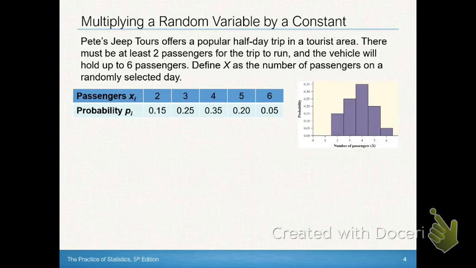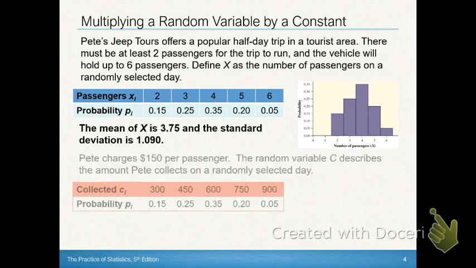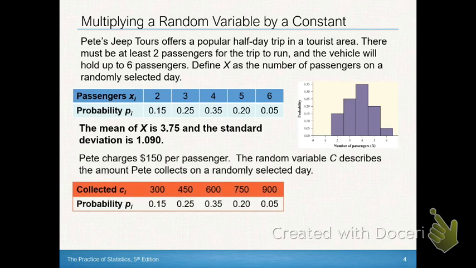So now let's look at an example with, rather than individual scores, a random variable. So in this scenario, we have Jeep tours and the number of passengers on each tour along with the probabilities. So we could put those into our calculator and find the mean and the standard deviation for the distribution. And then what we want to do is now we want to change our distribution.